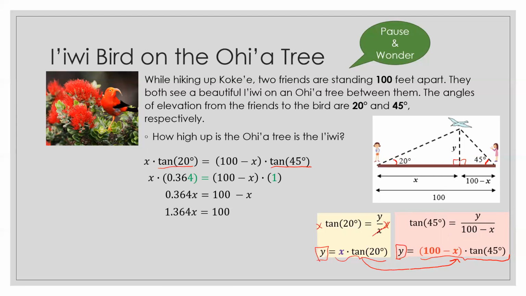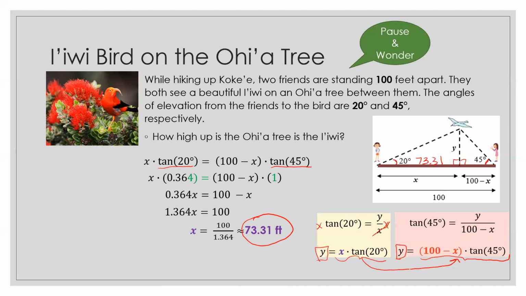Add x to both sides, and then divide by 1.364 to get x by itself, and x is approximately 73.31. Okay, so now we know that this is 73.31 right here in this triangle.